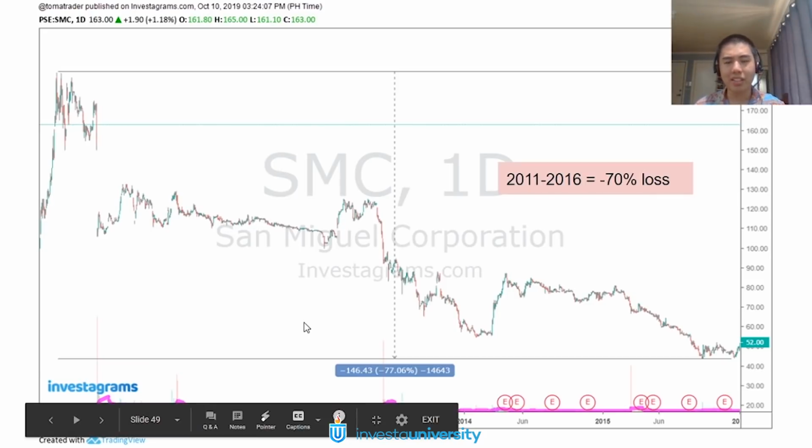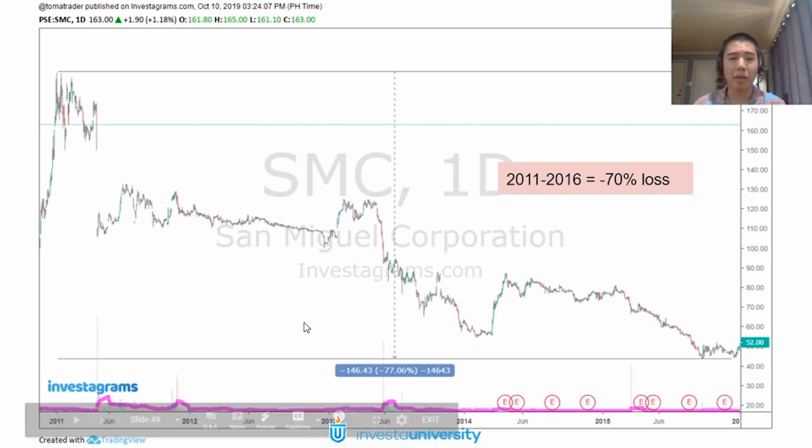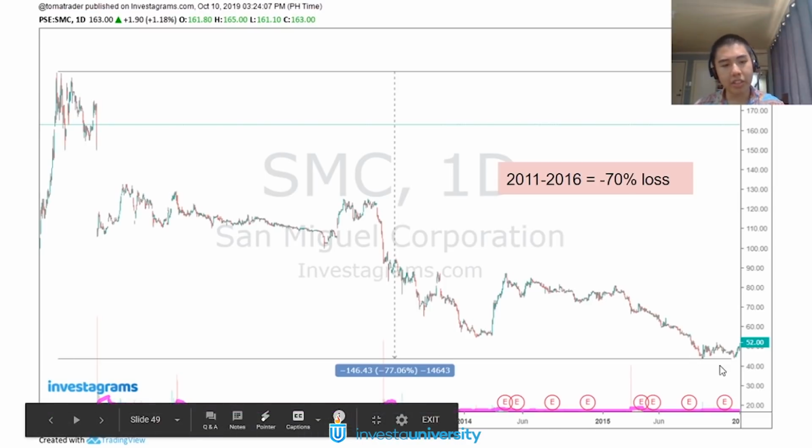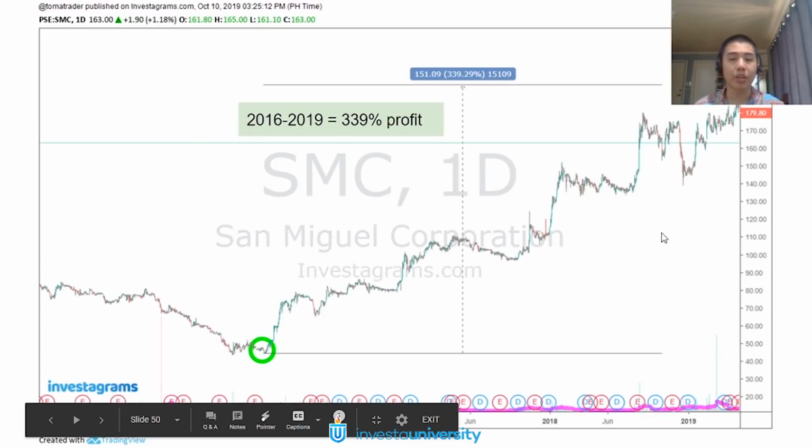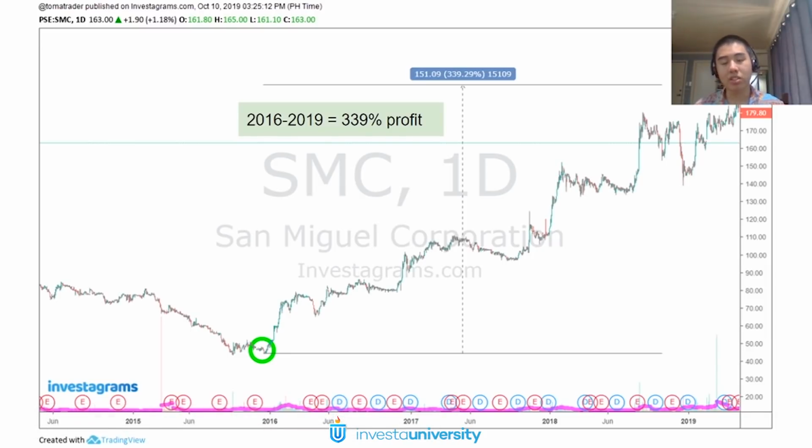Is 6-7 years long-term enough? Can you stomach the fact that your 100k, if you put 100k at that time, is now just worth 30,000 pesos? Di ba? And now I want you guys to take a look at this. Look down here at this portion. I'm going to show you the continuation of the SMC chart, the chart of San Miguel. Yung San Miguel naman, from 2016 to 2019, umakyat ng 339%. So imagine, if you began investing here, solid yung akyat.